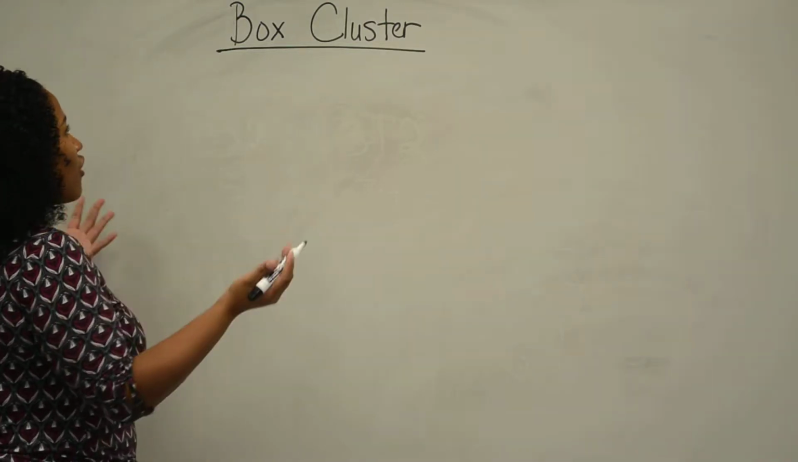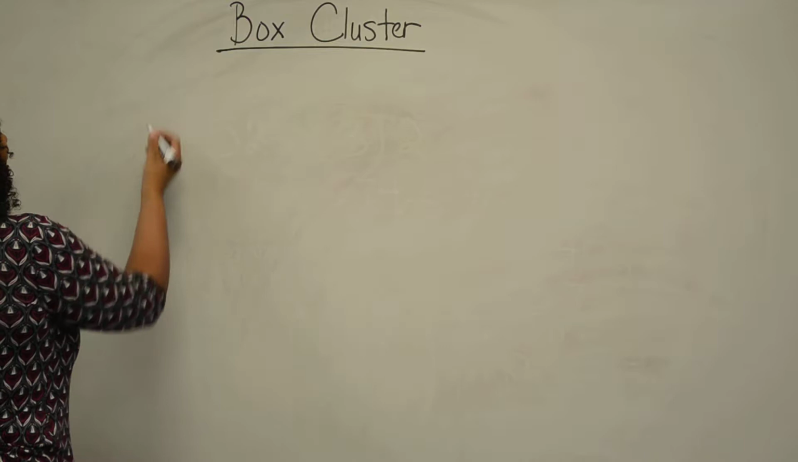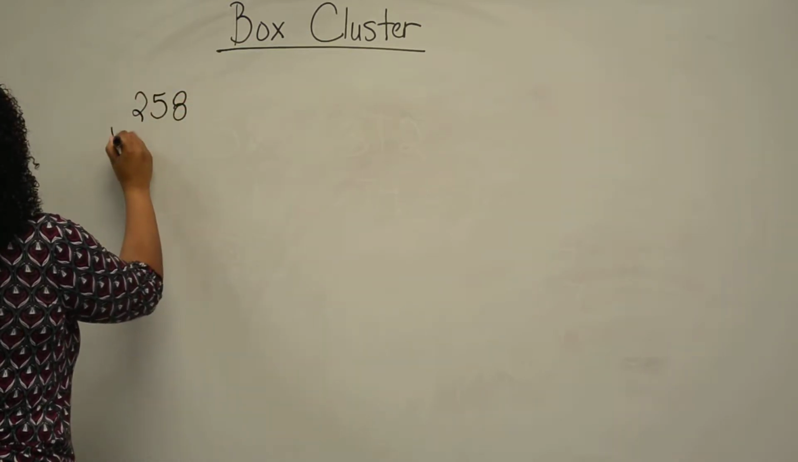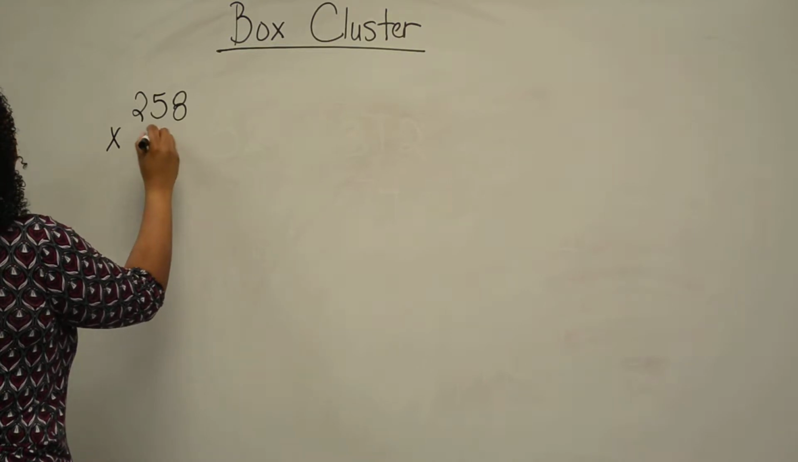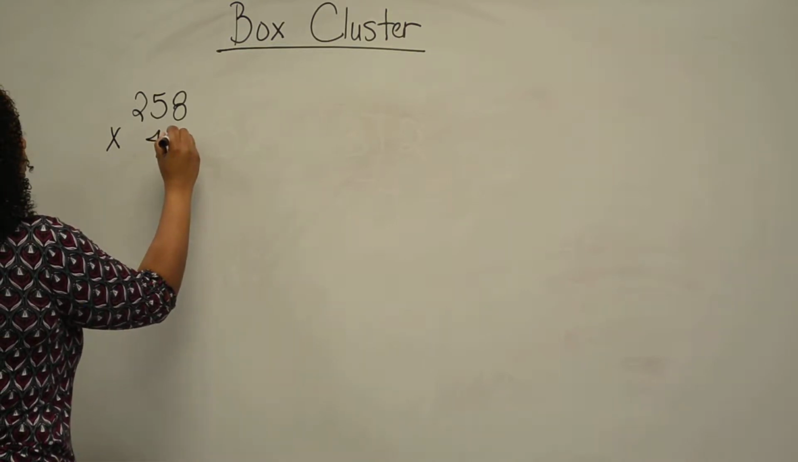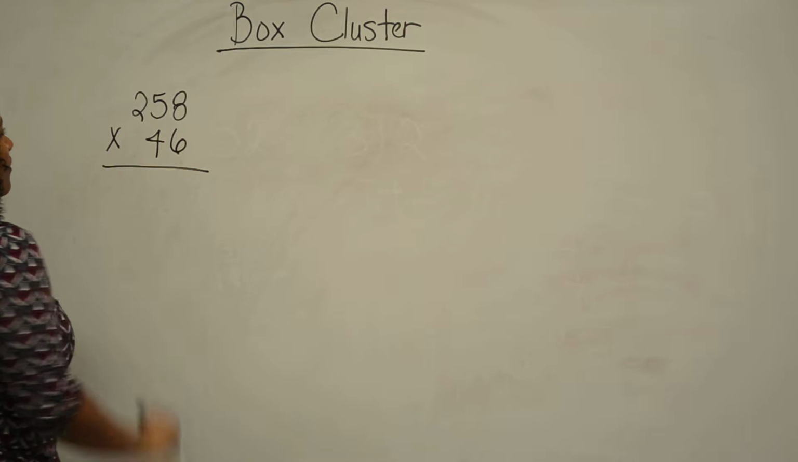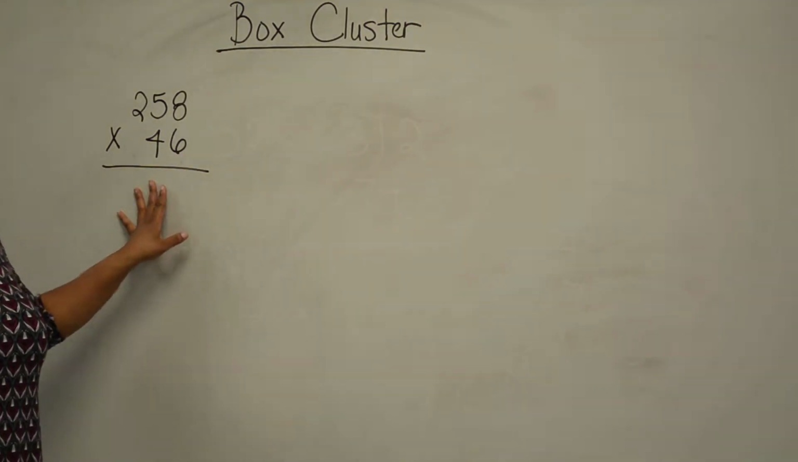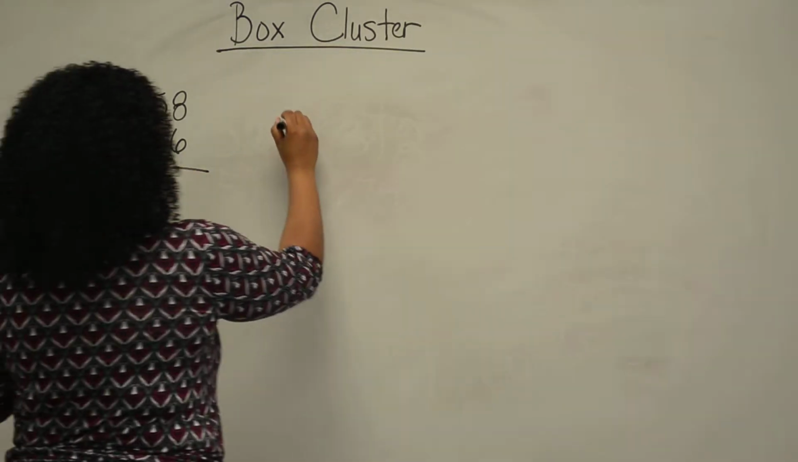All right, so let's start off with the problem. Let's say we have 258 times, let's do 46. It's a little bit of a harder problem. All right, so 258 times 46. First of all, I'm going to start off with my box.